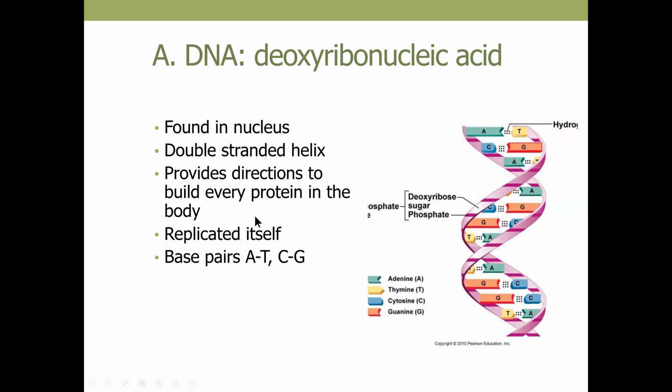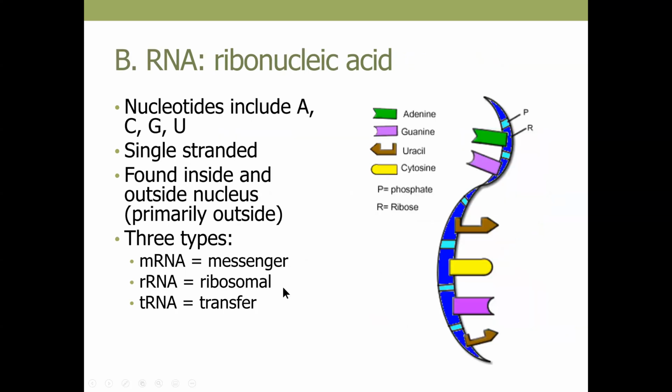It replicates itself. Obviously, if we're going to divide the cells, it's got to replicate itself. And the base pairs are adenine, thymine, cytosine, and guanine. So everywhere you have an adenine, you're going to have a thymine on the opposite side. Everywhere you have a cytosine, you're going to have a guanine on the opposite side. So this is the way they bind. These are the things you need to remember about DNA, okay?